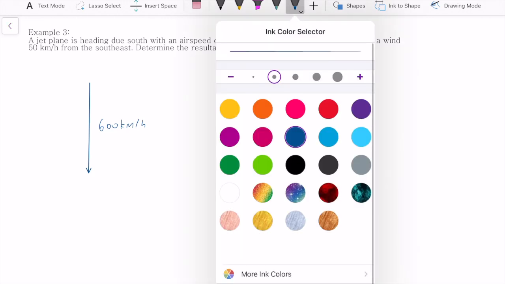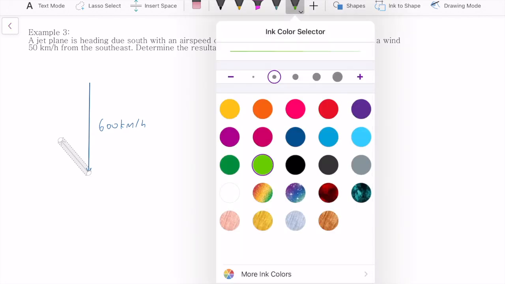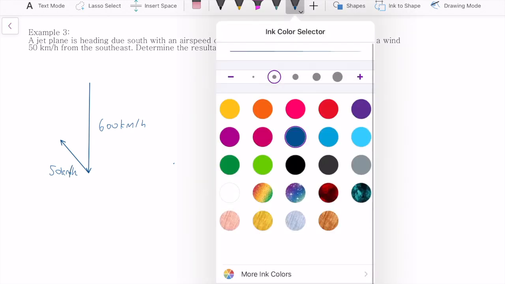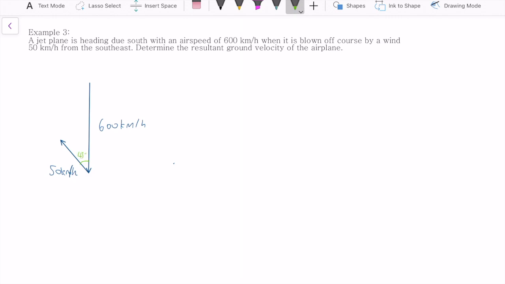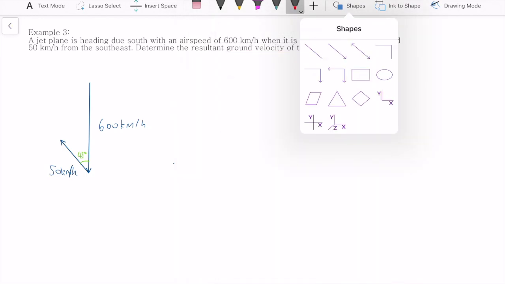So since it's from southeast, you know two things. One, that's going from the southeast, so it's blowing towards around northwest, and the angle would be 45 degrees. So this 50 km per hour, and angle is 45 degrees here. So it wants you to determine the resultant of the ground velocity. So the ground velocity would be the resultant of the wind and the plane. And it would look something like this.